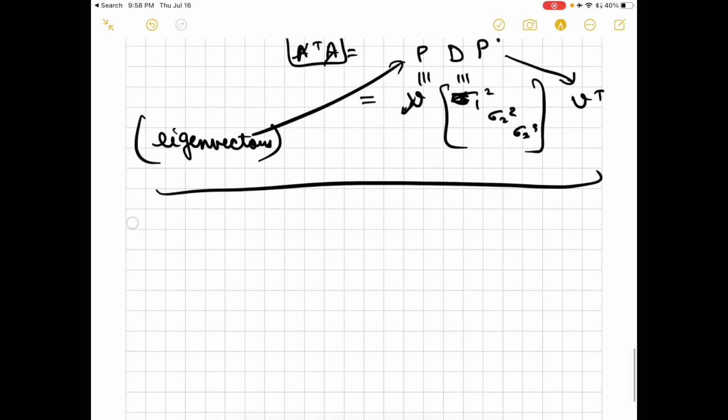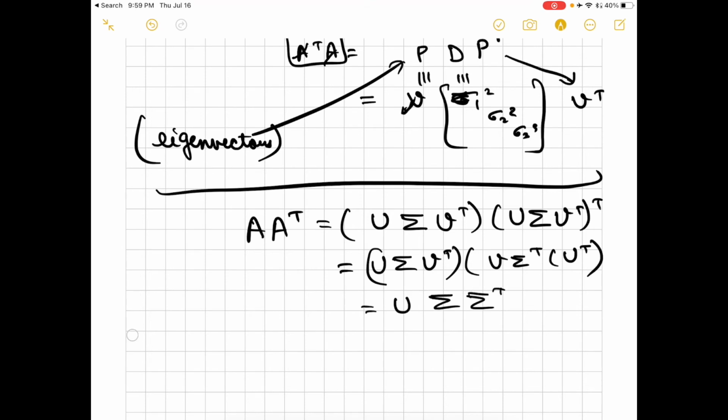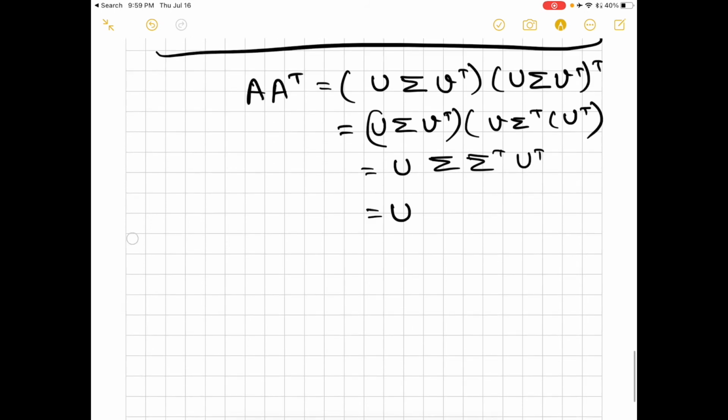Similarly, as we did A transpose A, we can also calculate A A transpose. And when we do A A transpose, it looks like U sigma V transpose and its transpose again, which can be written as U sigma V transpose, V sigma transpose U transpose, which equals U sigma sigma transpose U transpose, which again can be written as U times sigma 1 square, sigma 2 square, all the way till sigma m square, and this would be U transpose.